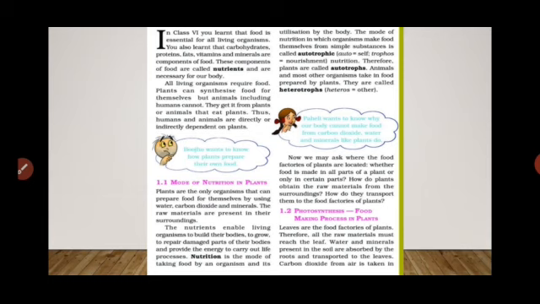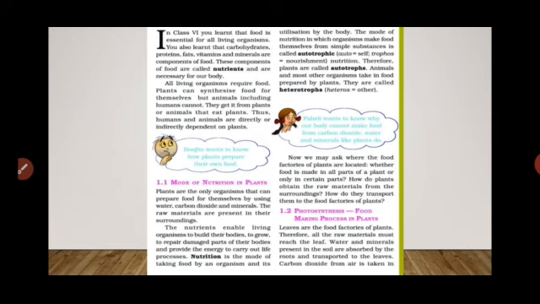Leaves are the food factories of the plants. Therefore, all the raw materials must reach the leaf. Students, the question arises in our mind from the last video: if the plants are making their own food, then where are the plants making their own food? In this topic we get the answer to this question: plants make their food in the leaves.